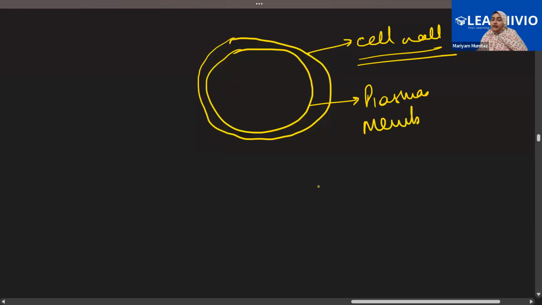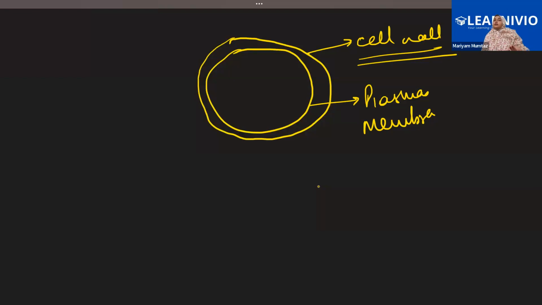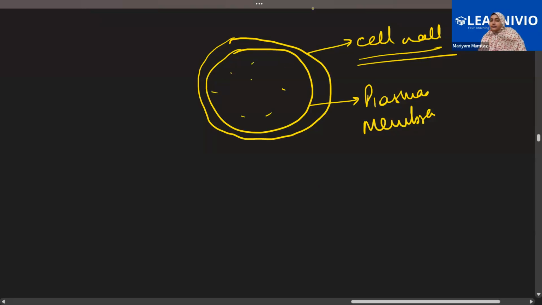Plasma membrane. Now, this is the cell. So, the cell has the first layer called the plasma membrane. Outer to the plasma membrane is the cell wall. Now, inside the cell, there is cytoplasm. Inside the cytoplasm, there is a nucleus. And this is how the basic structure of a cell is.